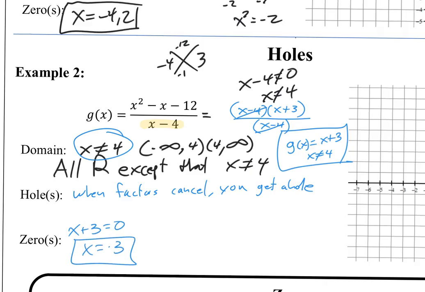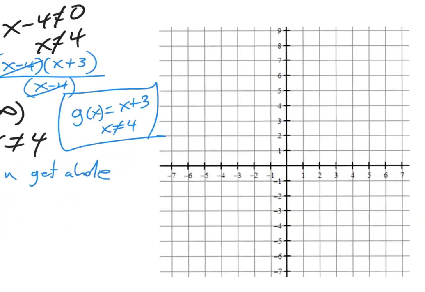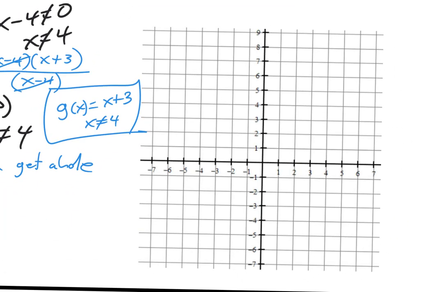All right, so what does this look like graphically? Well, graphically, it looks really simple. It just looks like the line with a slope of 1 and a y-intercept of 3. So it looks something like this. Except for when you get to 4, we're going to put a hole, because this thing essentially looks like this line, except it started off as a rational function over here. And so we have to account for the fact that it doesn't exist right here when x is 4. Other than that, it looks just like a line.